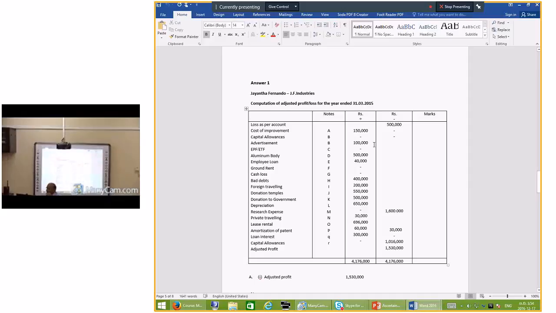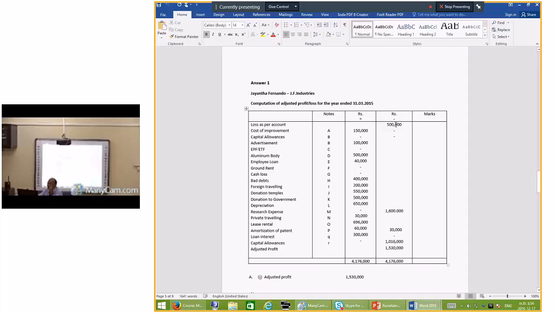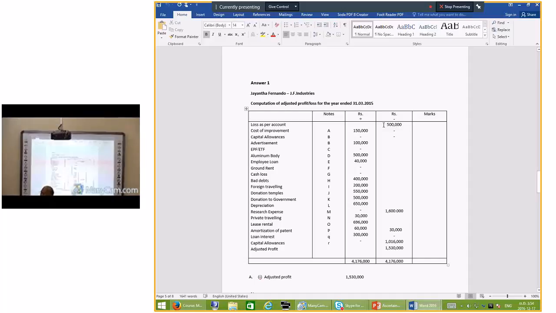Each adjustment is allocated some marks in the exams. Even in any exams, even chartered accountancy or all other exams, marks are given on that basis. We all know that one. Say the loss aspect: we have two columns for plus and minus. Since there is a loss, it goes in the minus column; if it were a profit, we would put it in the plus column, right?